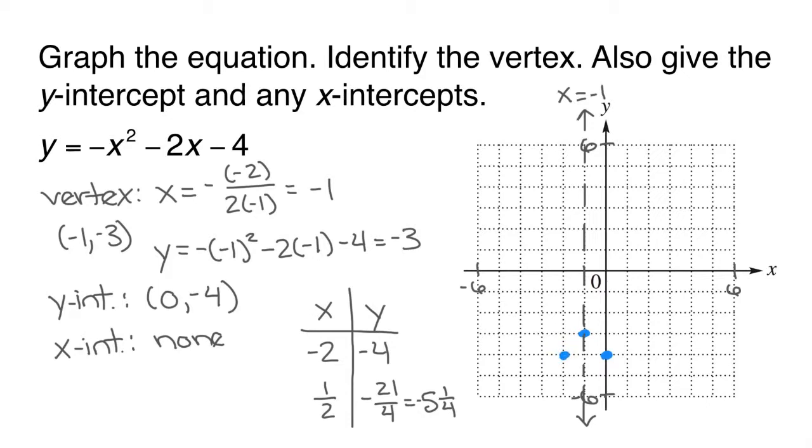And we have the point 1/2, negative 5 1/4. And so we move from the origin right 1/2 and down 5 1/4. By the axis of symmetry, we also know that we have the point negative 2.5, negative 5 1/4. So we can plot that point as well. We then use a smooth curve to graph this equation.